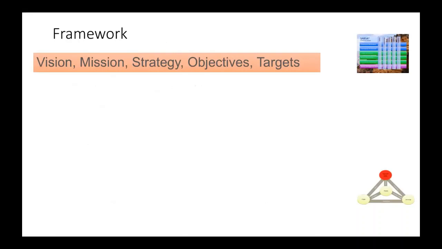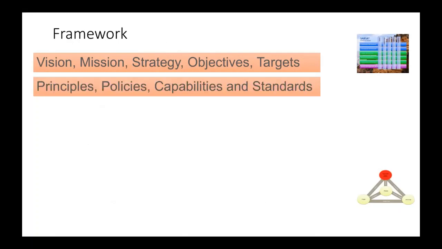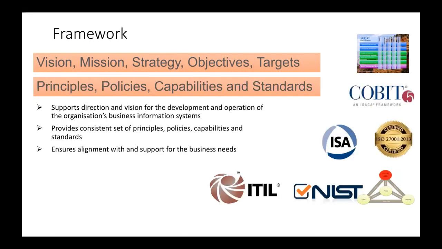So now you need a framework in order to be able to deliver an enterprise security architecture. You need to have some sort of a guide, some sort of a blue book that will help you on a day-to-day basis to build this giant building, or in our case, the enterprise security architecture. And there are many different models out there. The framework basically will help you to envision the mission, strategy, objectives, targets, principles, policies, capabilities, and standards. And there are quite a number of different models that can be used.